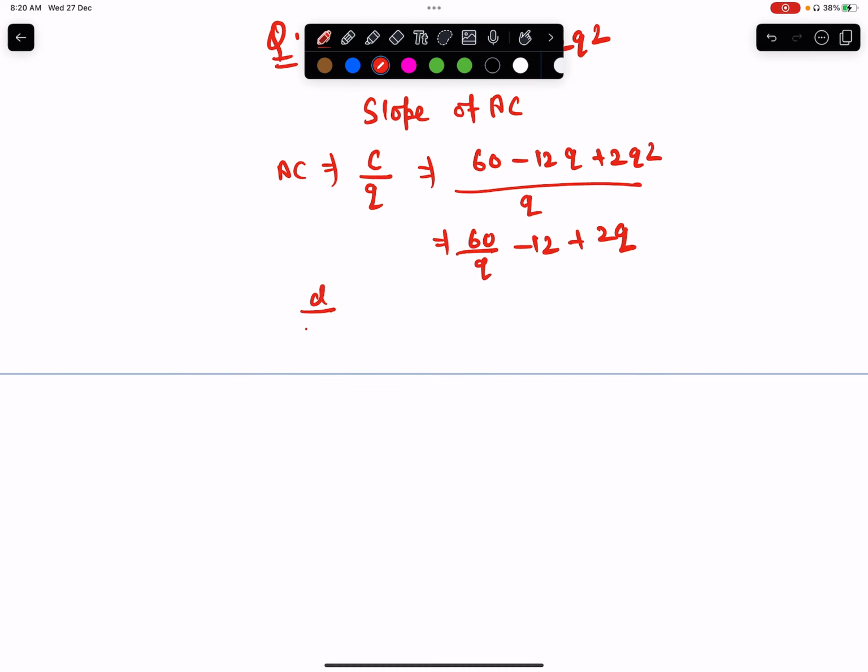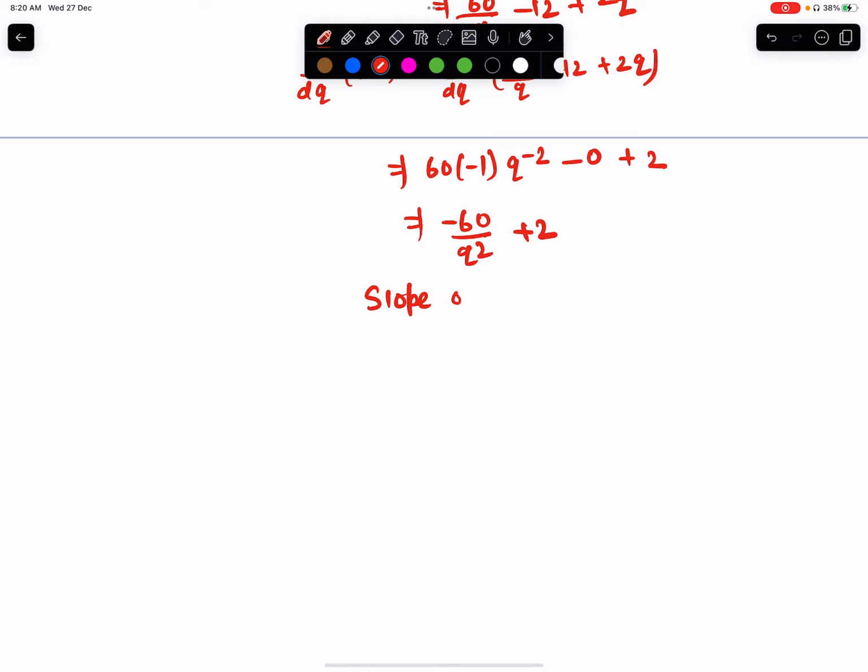Now we have to find the differentiation, d by dq of average cost. That is equal to d by dq of 60 by q minus 12 plus 2q. So that will be 60 q raised to the power minus 1. So 60 into minus 1 q raised to the power minus 2, minus 12 differentiation is 0, plus 2. So minus 60 by q square plus 2. This is the final answer for our slope of AC.